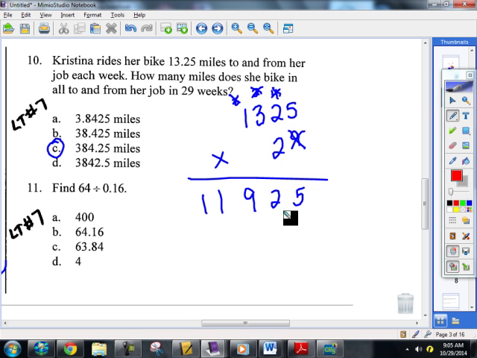2 times 5, oop, need my placeholder, right? To represent that place right there. 2 times 5 is 10. 2 times 2 is 4, plus 1 would be 5. 2 times 3 is 6. 2 times 1 is 2. Now I'm ready to add.